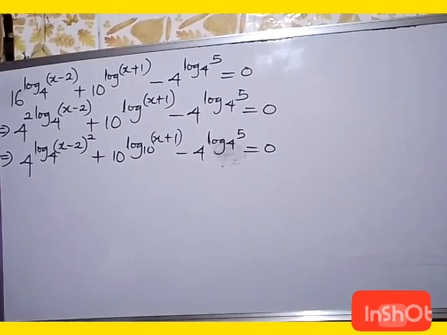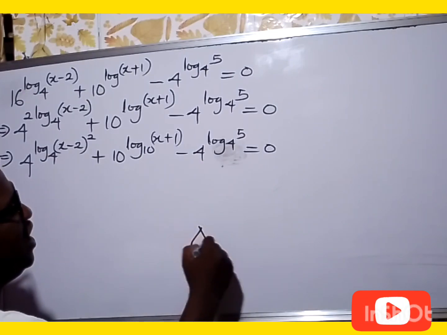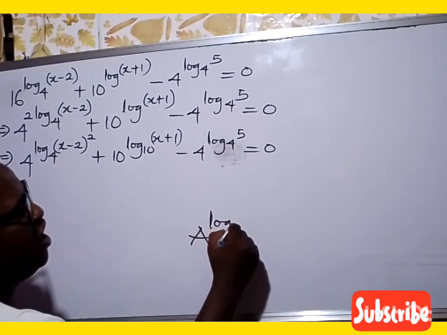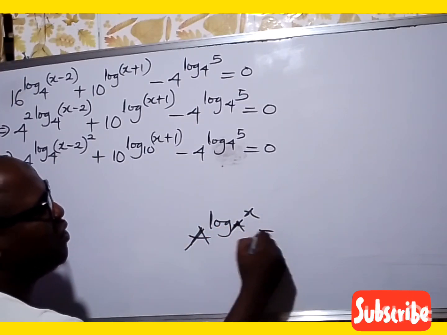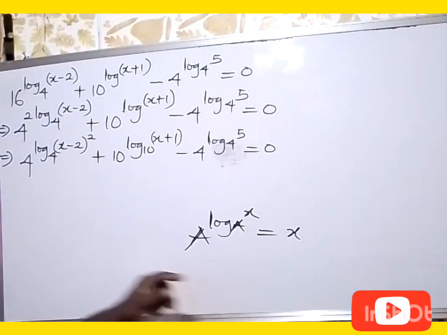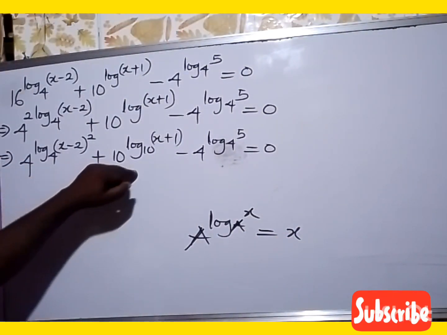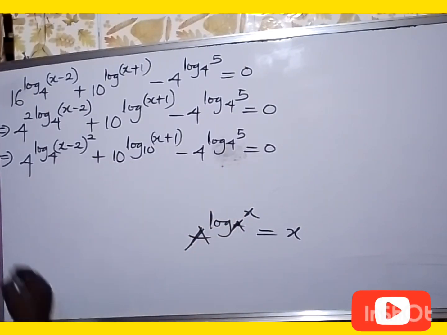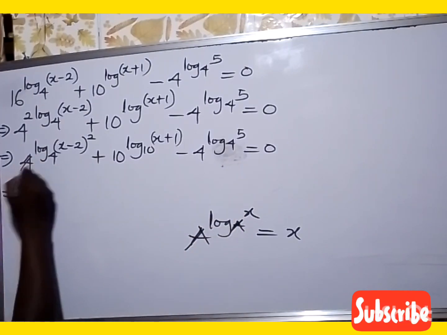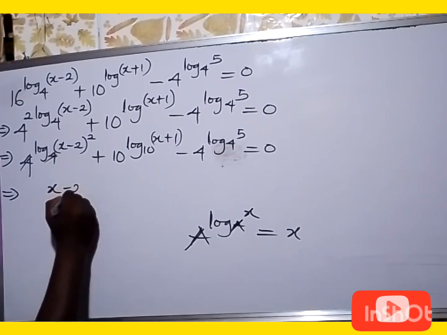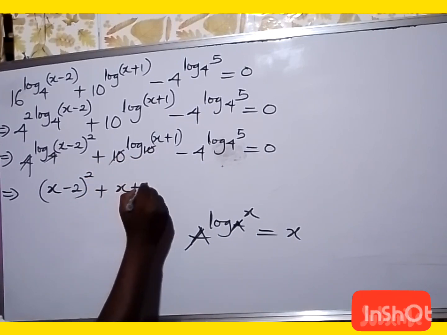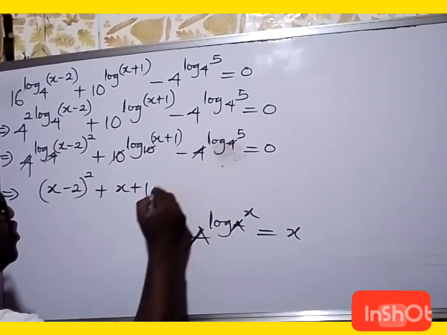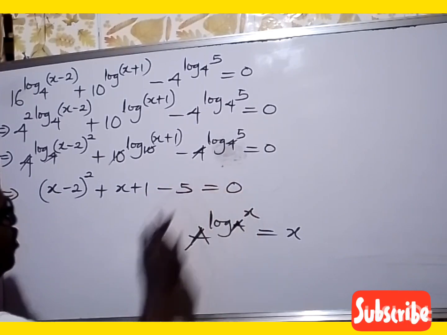There is a certain law of exponential logarithm that is given when you have something of this nature, a to the power of log a, then we have x. This and this we cancel, and our answer will be x. This law is what we are going to apply to this and this. If we apply this law, the answer here will now be (x minus 2) to the power of 2 plus, the 10 to be cancelled here, we have (x plus 1). Then here this one to be cancelled, we have minus 5 is equal to 0.